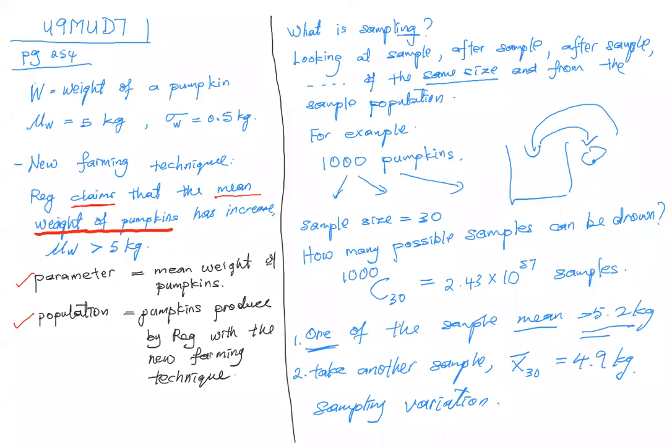Why is sampling important? Because some populations are too large. Yes, because the population is too large, correct? It's impossible for us to get the data of all in the population. That's why we need to do sampling. And sampling must be random. So this is important.